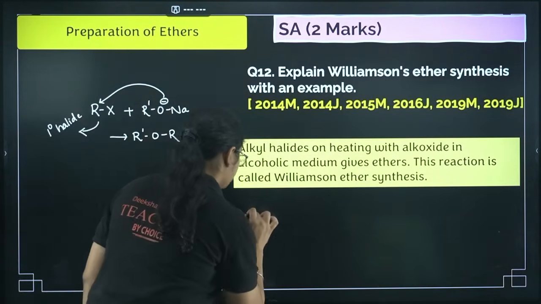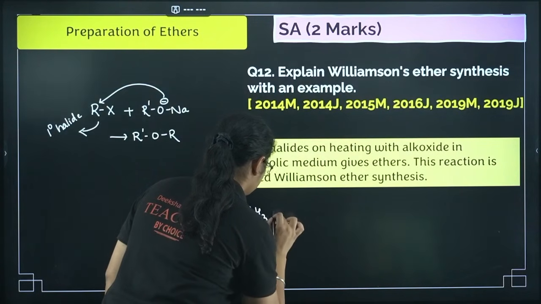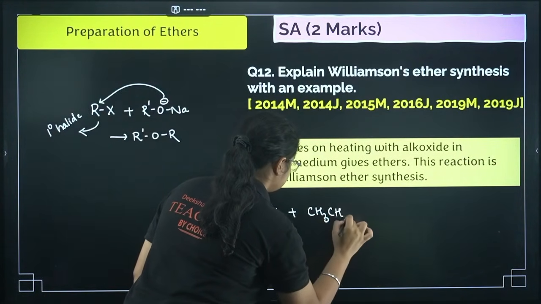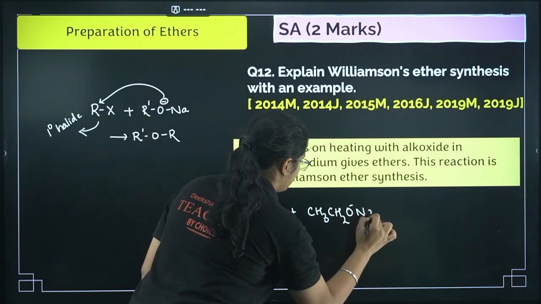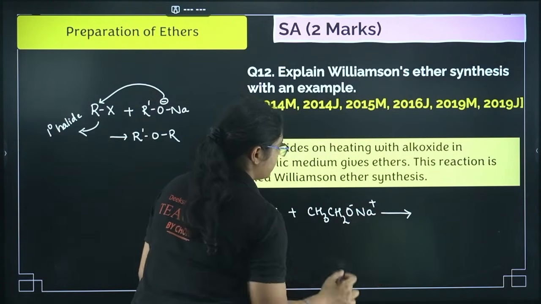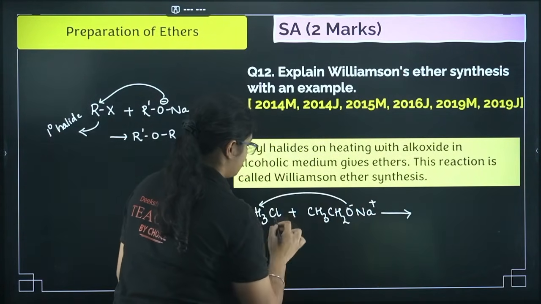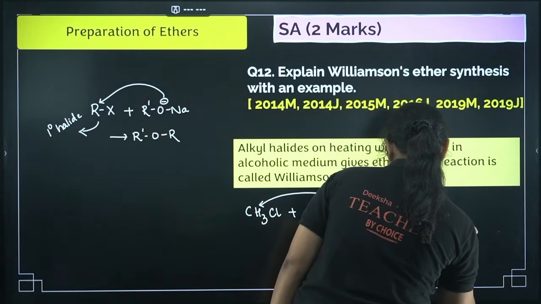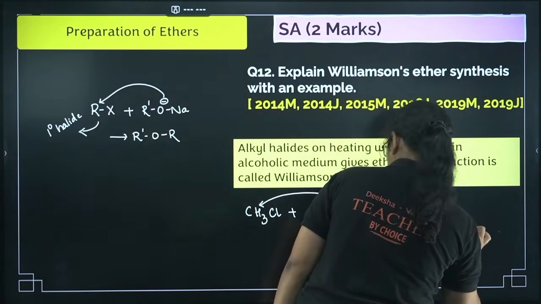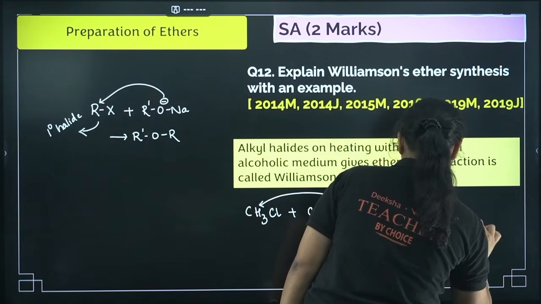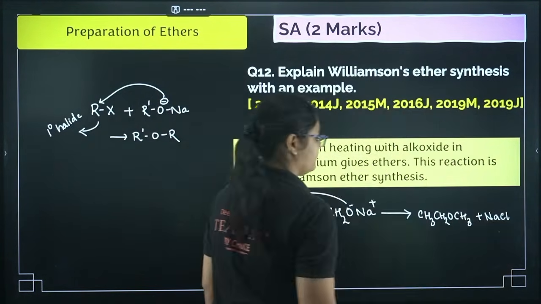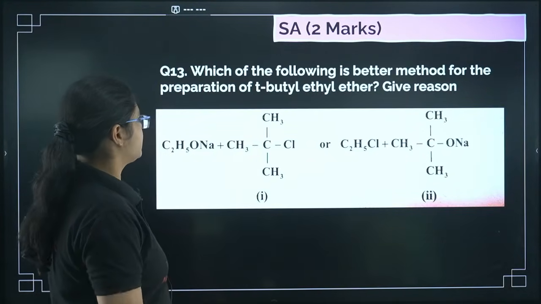You can take one example, that you have CH3Cl plus CH3CH2O minus Na plus. So this one will give this one, and this bond will break. So you will get CH3CH2OCH3 plus NaCl.